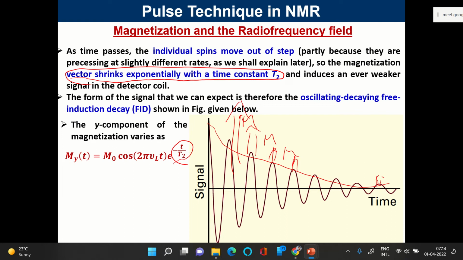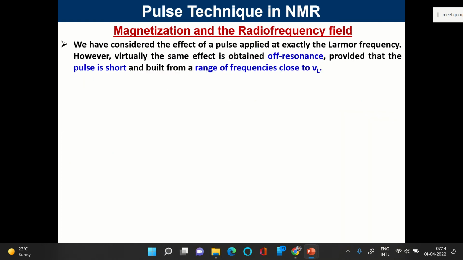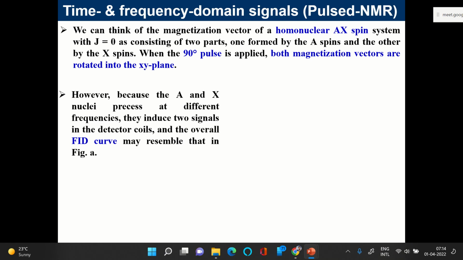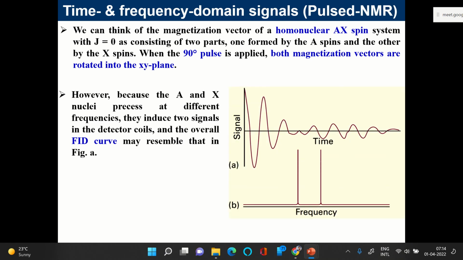So you can also define T2: when t is equal to T2, you can define it as 1 by e times of the original value. So this was the case of a simple thing. Then we discussed that if you have A2X nuclei connected to each other through chemical bond in a molecule, then the signal will be the oscillating signal that you are getting in the coil, that will have something like this.